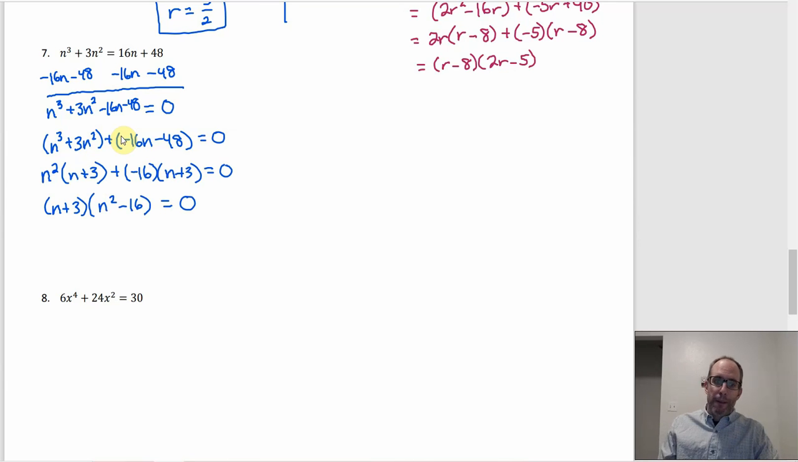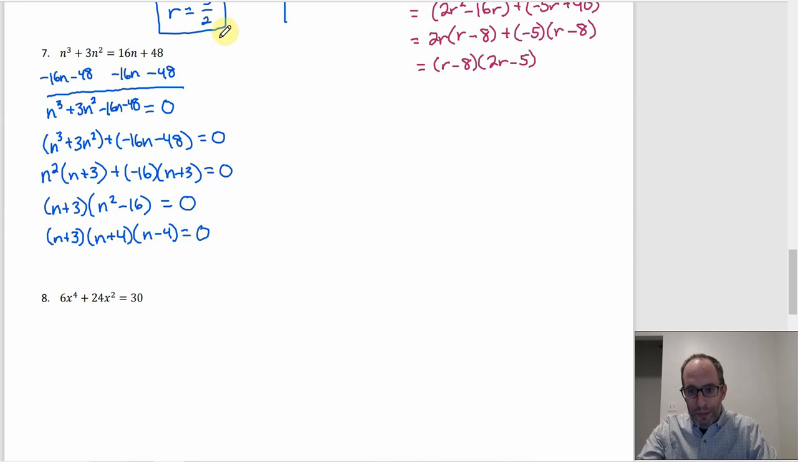And we could use the zero product property here, but the thing that I would rather do is say, well, wait, this n squared minus 16, you could actually factor a little further, right? That's a difference of squares. So the n plus 3, like that's done, right? It's degree 1, you can't factor those any farther. But n squared minus 16, that factors as n plus 4 times n minus 4.